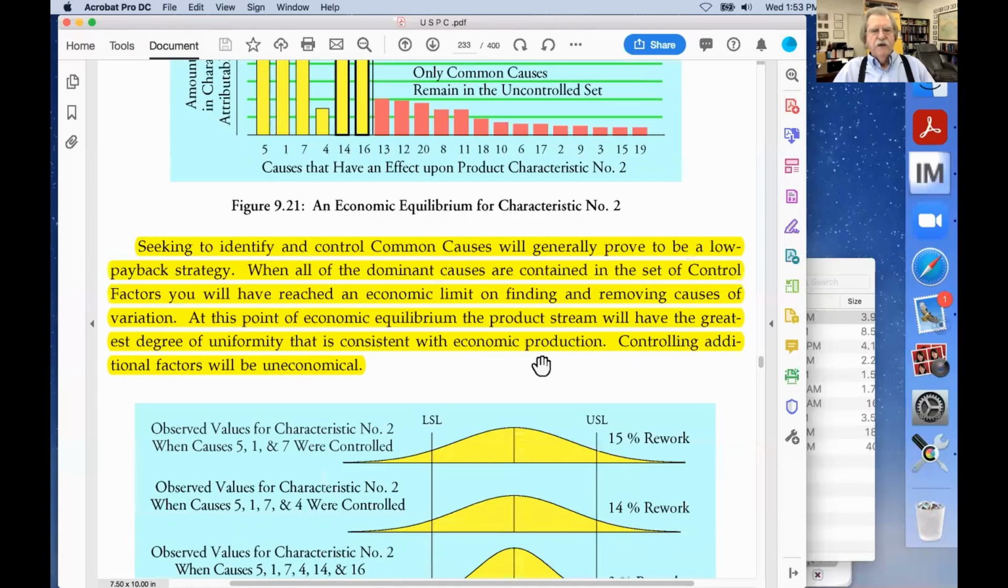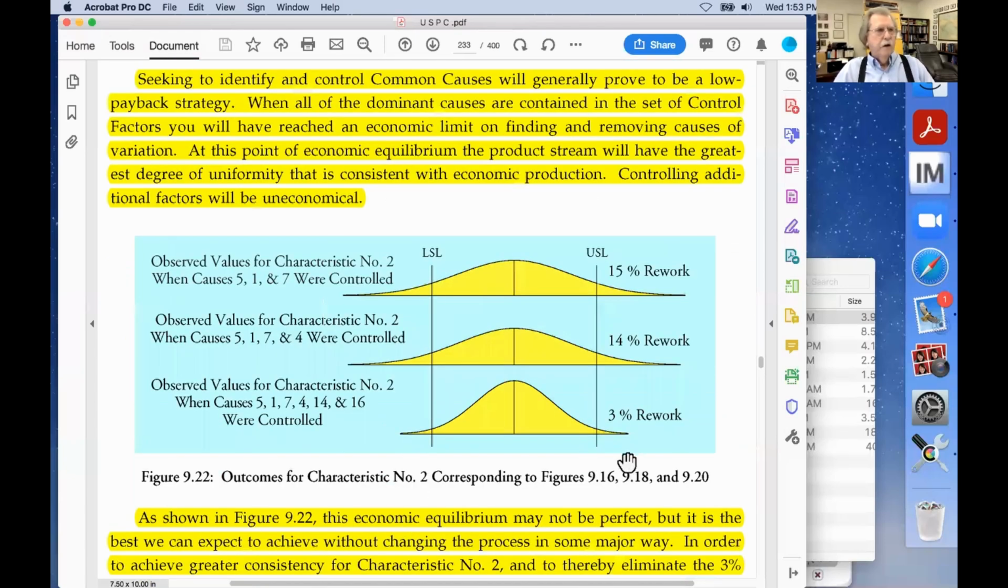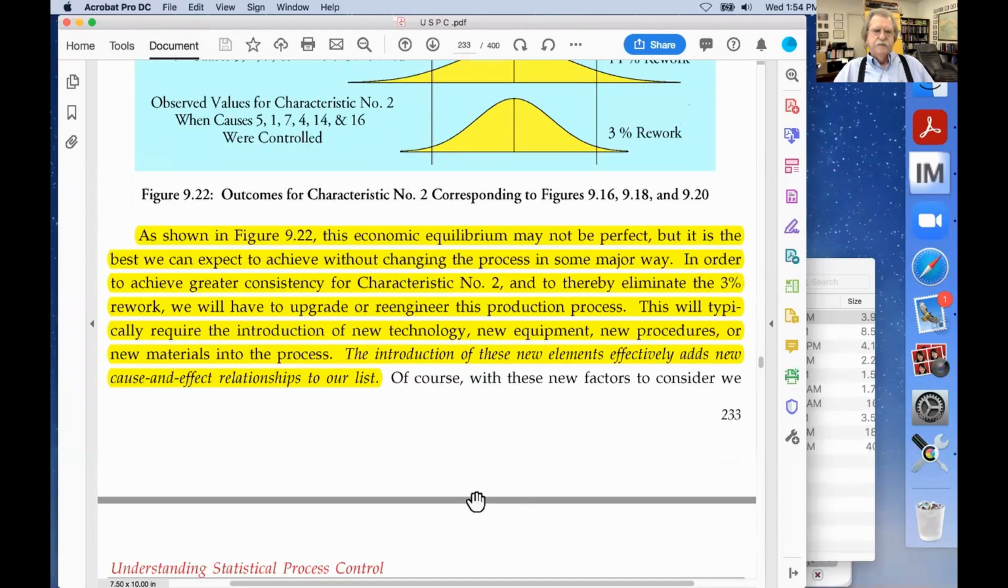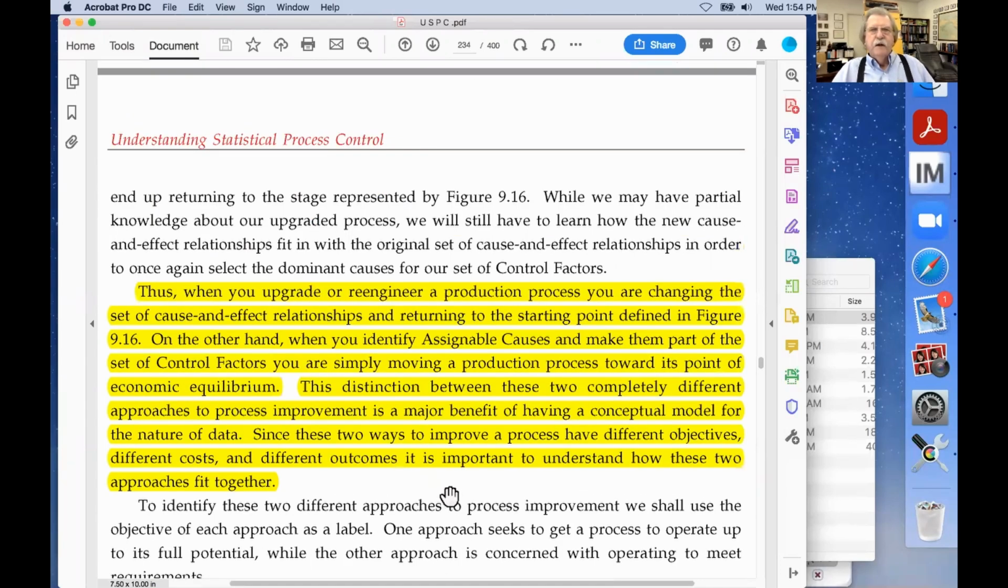Now, economic operation might not be perfect. You may still have some non-conforming product. If you're not happy with that amount, say 3% rework in this case, then you're going to have to re-engineer the sucker. Now, what happens when you re-engineer? You have new materials, new technology added to the mix. That's additional cause and effect relationships. So you go right back to figure 9.15, where the Pareto had all the question marks on it. You're back to step one again. You've got to figure out what's important. I say that here on page 234.